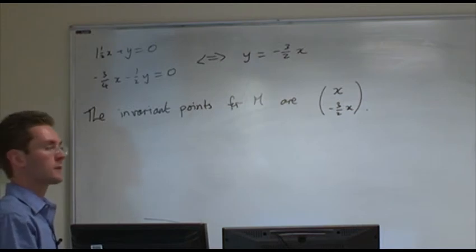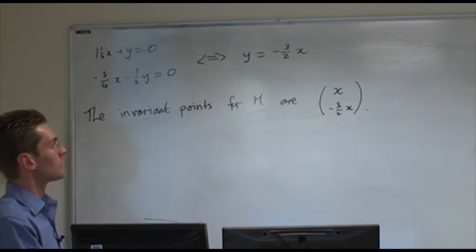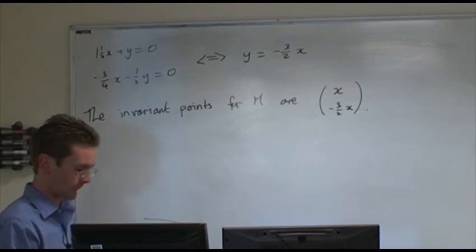We always expect that because once we have one invariant point, we're completely free to scale it. And because the matrix commutes with the scaling operation, we'll still have an invariant point.